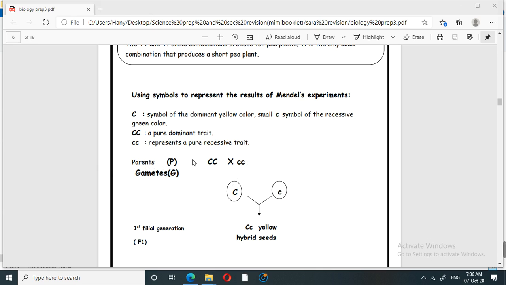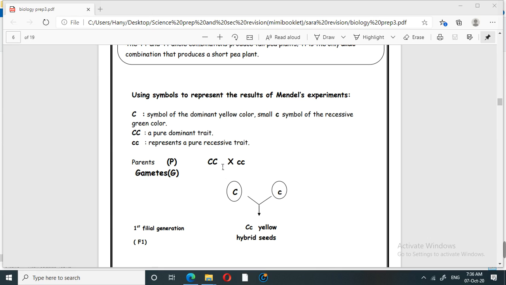We have to write letter P here because we express the parents that we will start the crossing with. After that, we will take the gametes. What is meant by gametes? After being mature, the anther will produce the pollen grain, which contains half the number of chromosomes, and the female also will produce the ovum, which has half the number of chromosomes of the original cell.